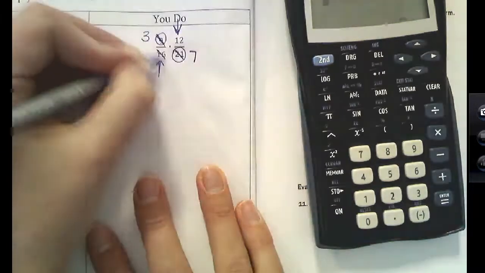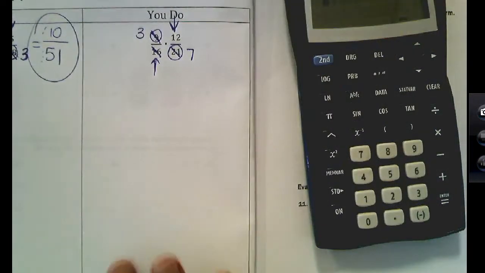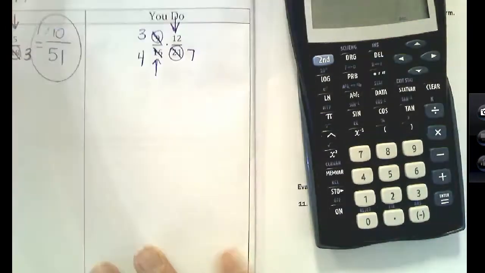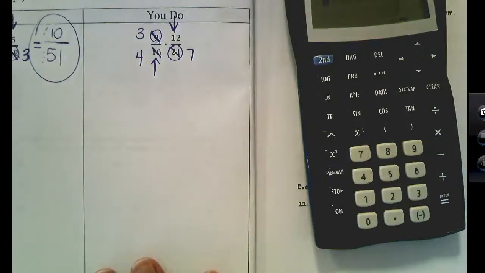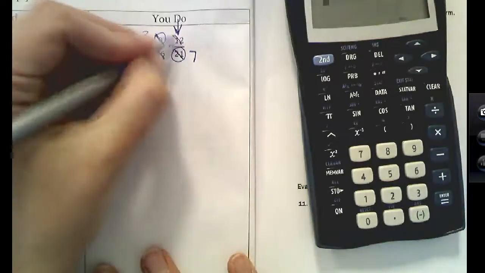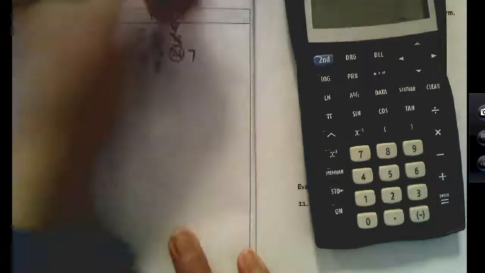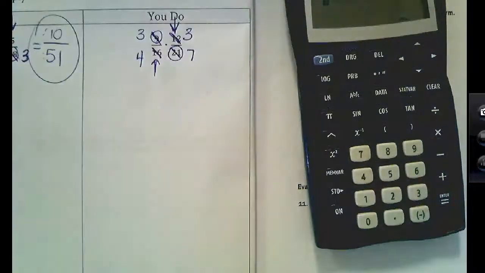So go ahead and cross off the 16. What's 16 divided by 4? 4. So write a 4 in its place. Go ahead and cross off the 12. And what's 12 divided by 4? 3. Go ahead and multiply. And raise your hand when you've got your final answer. Good. I see lots of hands already.